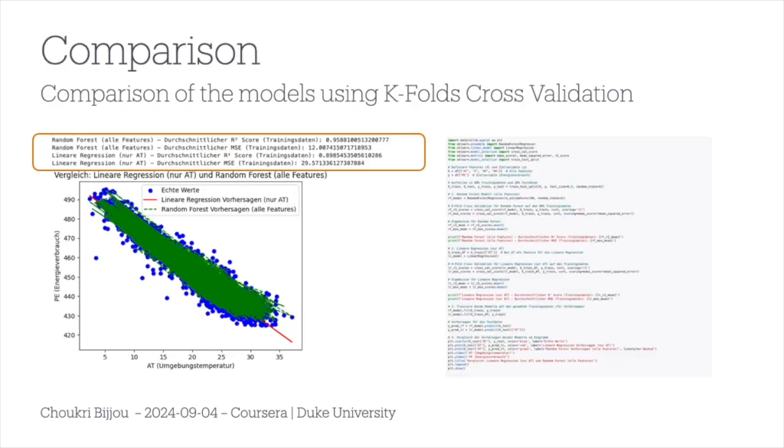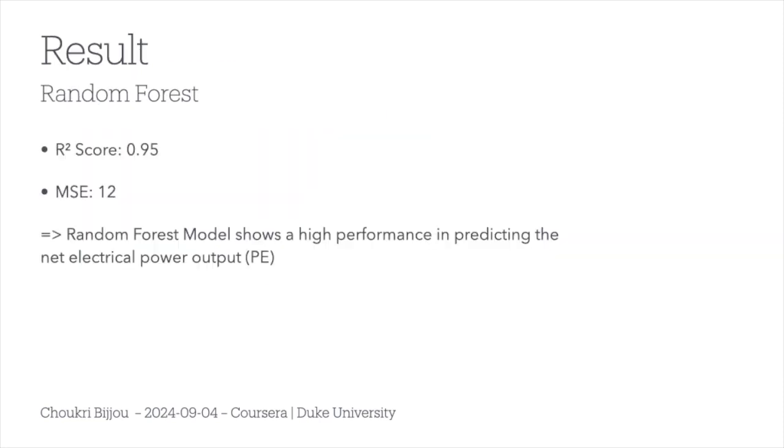Finally, to directly compare both models via cross-validation, we run a command and output a linear regression chart that displays the values of both models. What we can clearly see is that the random forest model has less variance from the regression line. Therefore, the random forest model is ultimately more powerful compared to linear regression. Looking at our output metric again, we can see that the random forest model with an R-squared score of 0.95 and an MSE value of 12 has high performance in predicting the net electrical power output.